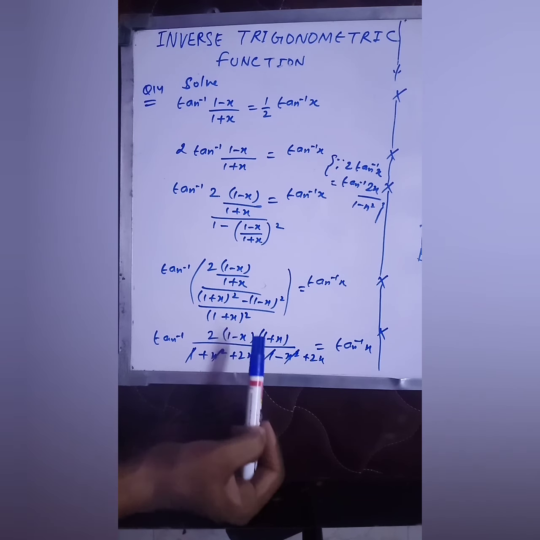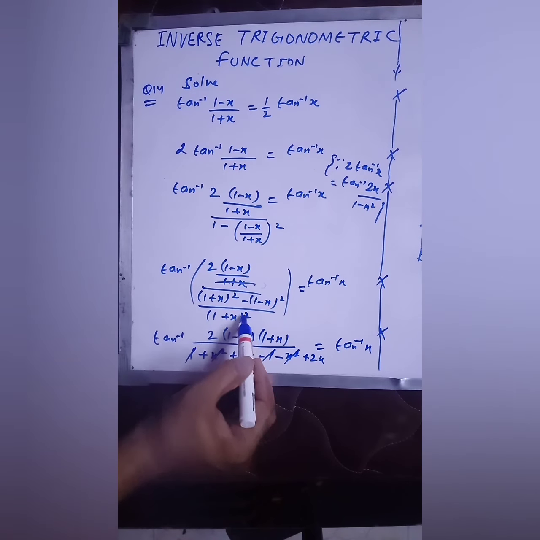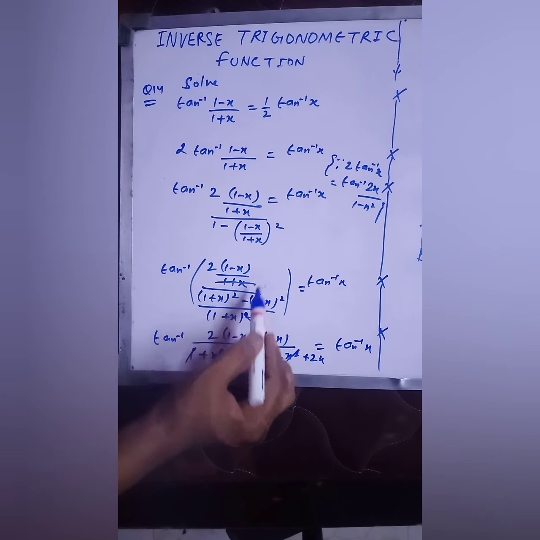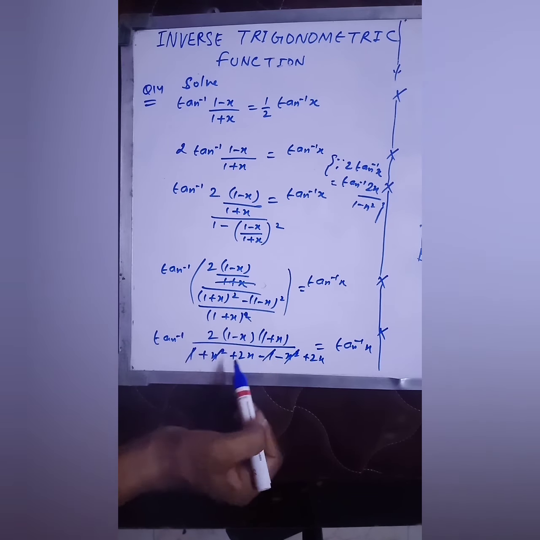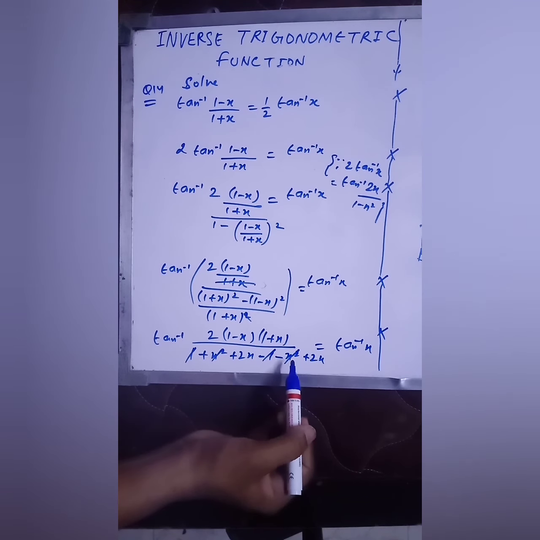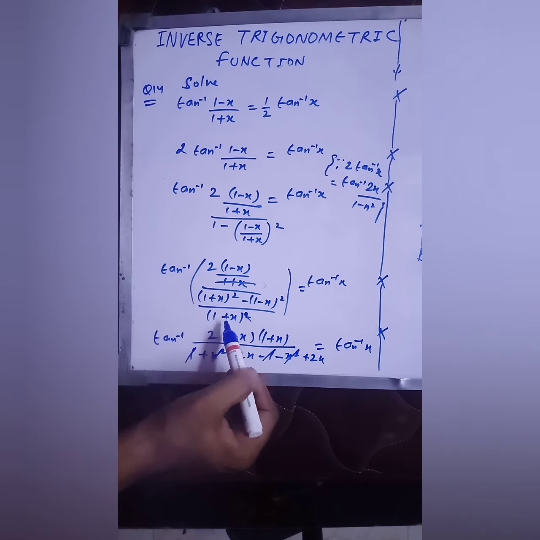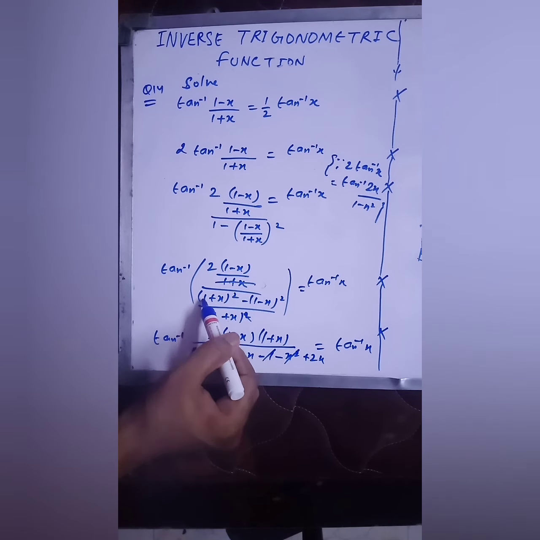After taking the LCM you will get this step, and after that we can see here this 1 plus x will cancel out with x square, and this 1 plus x will come in the numerator part, and you have to apply the formula here and here, and you will get this whole step. So here you have to write 2 into 1 minus x, and this 1 plus x will come in the numerator, and in the denominator you have to expand using the formula.